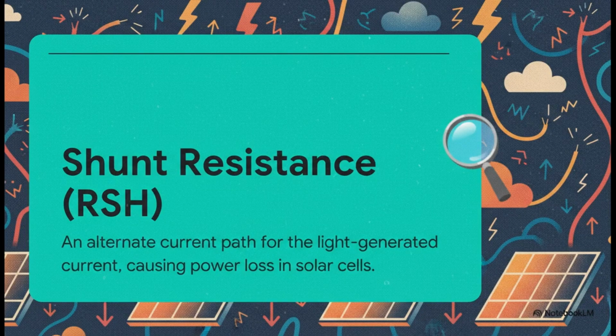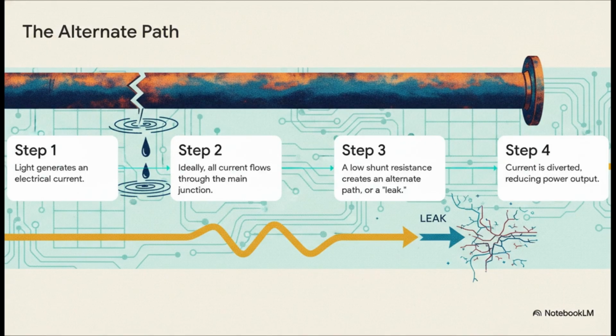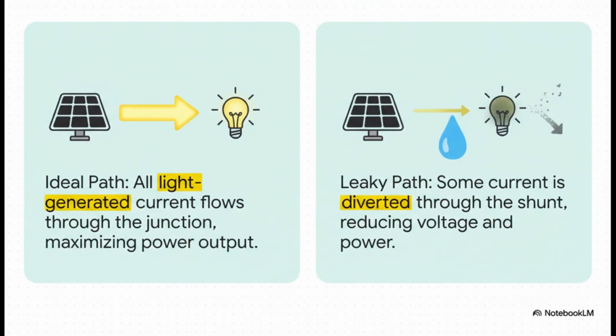So what is it really? Think of it as a bad shortcut for electricity to take. This isn't part of the design. It's a tiny mistake that happens during manufacturing. Think of it like a leaky pipe. Instead of all the current going where it should, some leaks out. And that leak means less current is doing useful work. That directly cuts your power output.